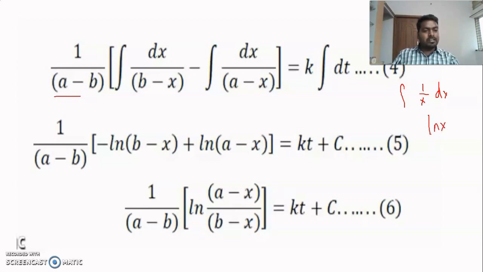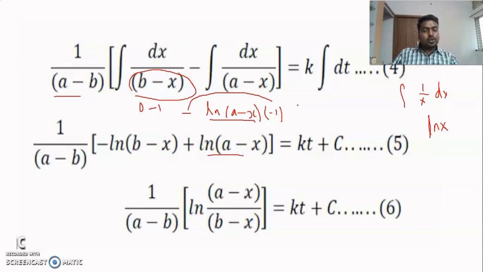This is the natural logarithm, and later we are going to convert it to a common logarithm. Here b minus x is there, so the integration of 1 divided by (b minus x) is ln (b minus x). Then we differentiate b minus x, which gives 0 minus 1, that is minus 1, so it becomes minus ln (b minus x). Similarly, the integration of 1 divided by (a minus x), with the negative sign, is negative ln (a minus x), and we multiply by the derivative of a minus x, which is minus 1. Minus into minus gives plus, so we get plus ln (a minus x), equal to k times t plus a constant.